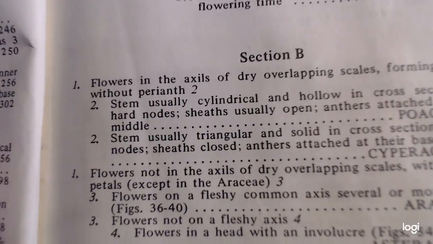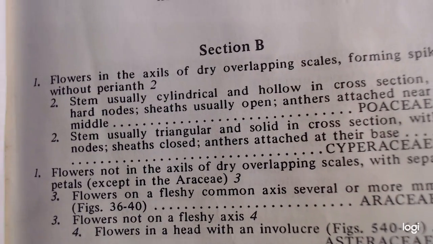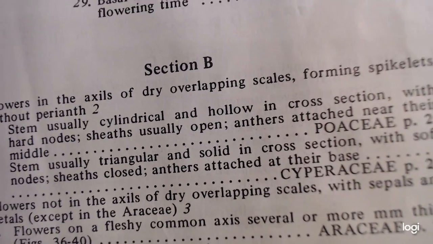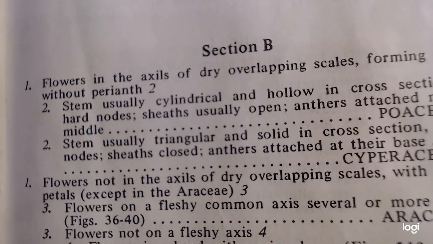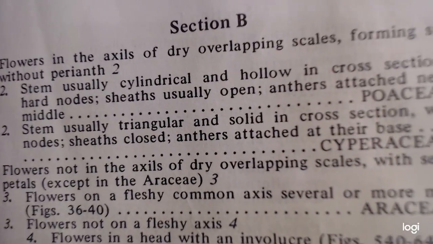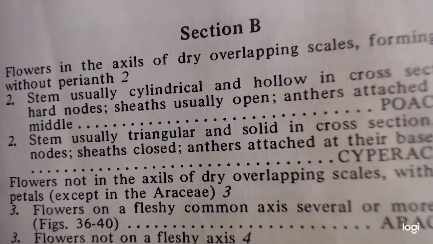So that's the next part down here. Section B, page 13. I think it's up here. The page is 13. Now you're going to go to the next key, which is the section B key. Flowers in the axils of dry overlapping scales forming spikelets without perianth. No, there's a perianth here. Remember, the perianth includes the calyx and the corolla. Flowers not in the axils of dry overlapping scales, with sepals and petals, except in the Araceae. Now, number 3, so we go down to number 3 here.